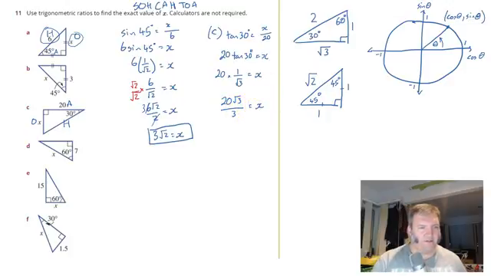Equals x. Did I go too quickly for you there? What was I doing? I was multiplying by root 3 over root 3. So I ended up with 20 times 1 root 3 is 20 root 3, and root 3 by root 3 in the denominator becomes 3. That's your answer. Oh, any others we want to do? Oh, yeah, let's have a look at f.